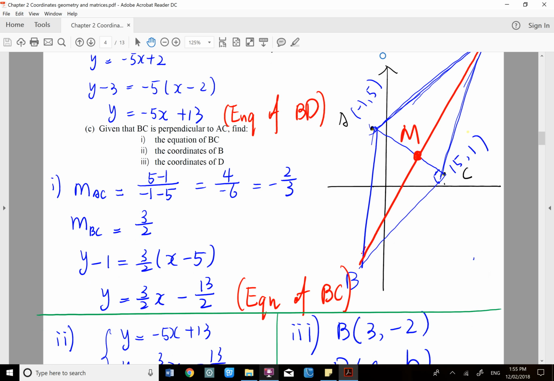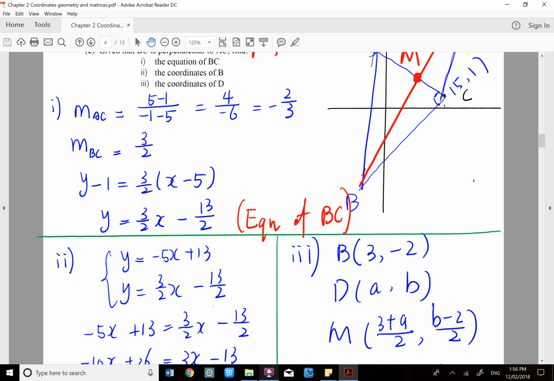I know the equation will be written the way y minus 1 equals 3 over 2 times x minus 5, that is, y minus y1 equals gradient times x minus x1. We have the equation for BC, which is y equals 3 over 2 x minus 13 over 2. So this one is easy. We just find the perpendicular gradient, and then we know C is on that line, so we can find the linear equation.